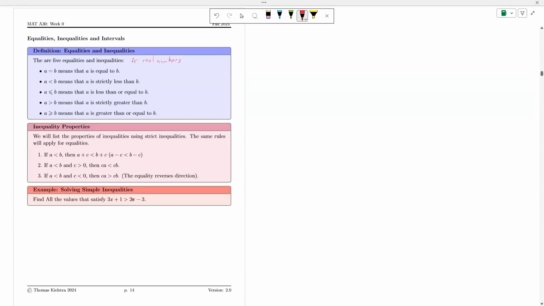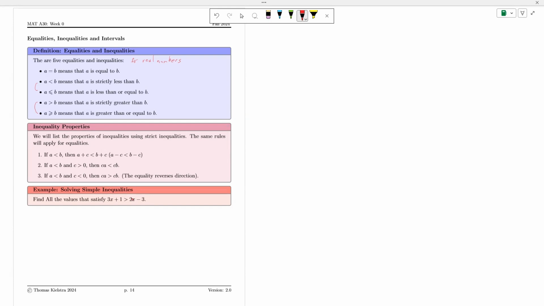We have equals, which means A is equal to B; A strictly less than B; A less than or equal to B; A strictly greater than B; and A greater than or equal to B. Now, notice the difference between these two. In the first example here, A cannot equal B, but in the second line, A can equal B. Likewise here.